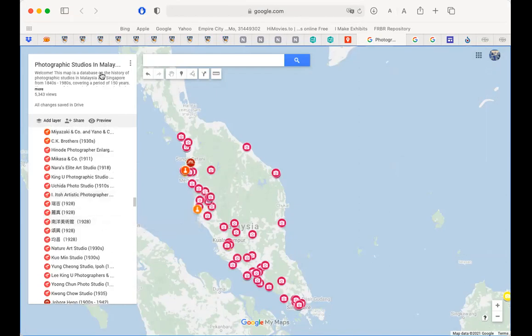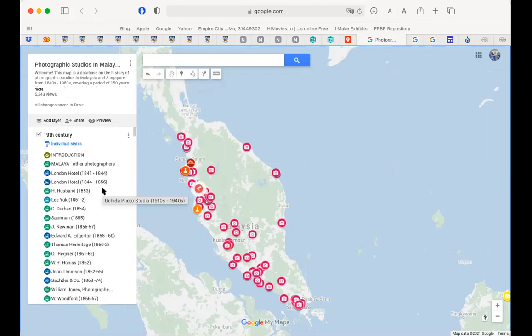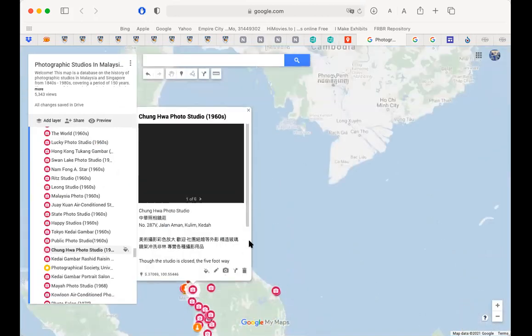this database of all the photo studios in Malaysia and Singapore from 1840s to 1980s. It has about, I think, 500 entries now, and it's still going. There's still more stuff that I've been discovering. Most recently, I realized the Japanese also have their own directory. Of course, then the English have their own directory. So by compiling all this information, I'm able to build up this database.